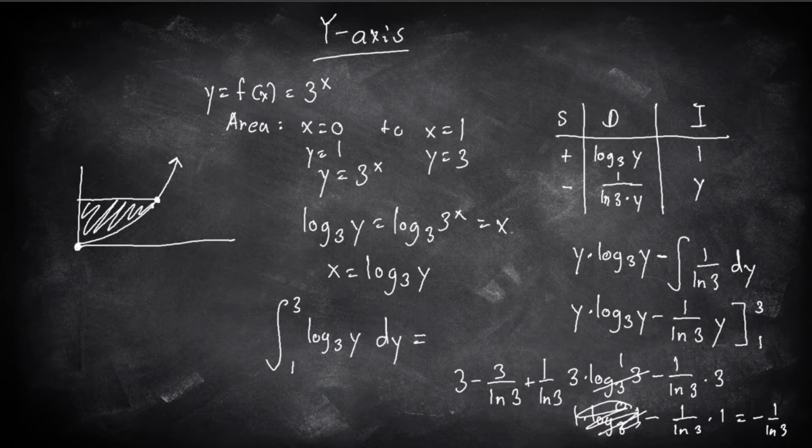That means our integral is 3. Sorry, this is a bit messy. 3 minus 2 divided by the natural log of 3. And this is our area with respect to y. Okay.